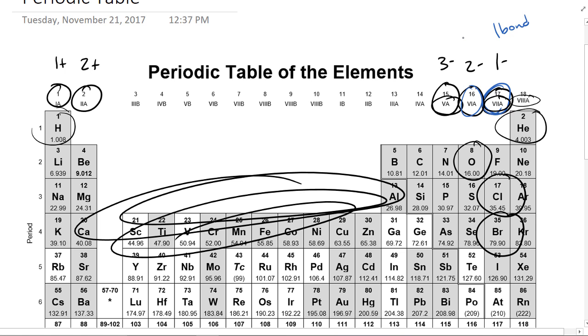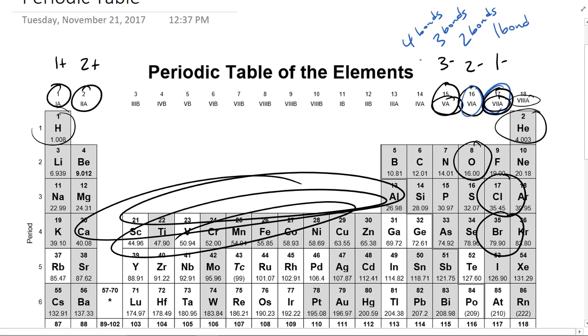Elements of group 6A, because they start with 6 valence electrons, need 2 more to complete the outer level. And the usual number of bonds here is 2 bonds. And if we keep going here, group 5A, the normal number of bonds here would be 3 bonds, and group 4A then would have 4 bonds.